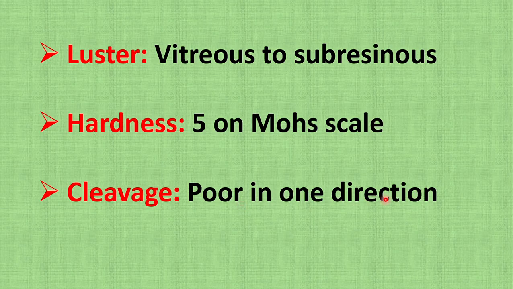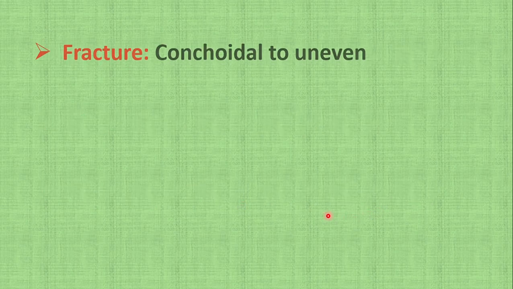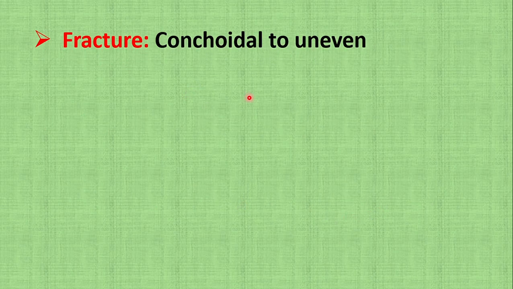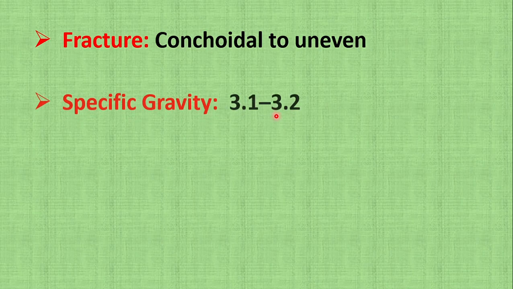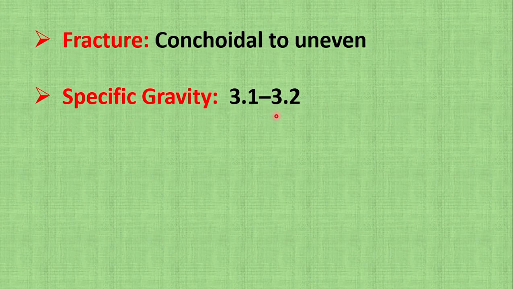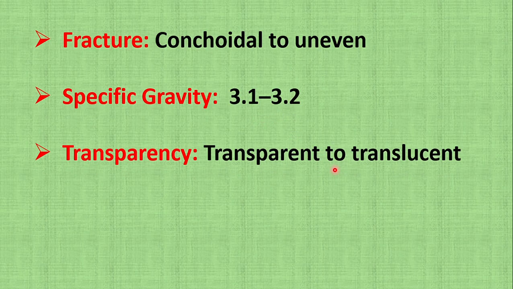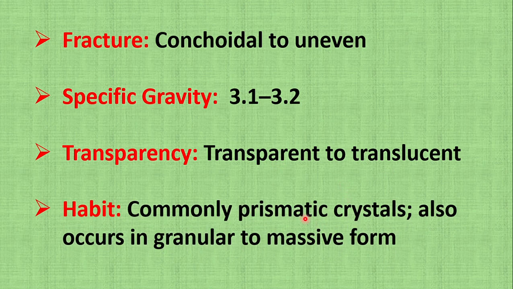Cleavage is poor in one direction. Fracture of apatite is conchoidal to uneven, and specific gravity is 3.1 to 3.2. Apatite is transparent to translucent, and prismatic crystals are present in apatite, as well as granular and massive crystals. Okay, this is the habit.